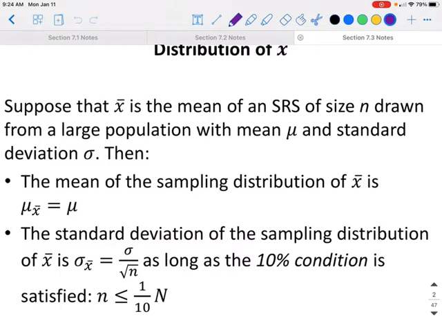Then the mean of the sampling distribution of X bar, or the average of all your X bars together from the different samples, will just be equal to the mean of your entire population. And the standard deviation for your samples will just equal the standard deviation of your population divided by the square root of the sample size, as long as that 10% condition is met. And remember, the 10% condition says the sample size must be less than or equal to 1/10 of the entire population.